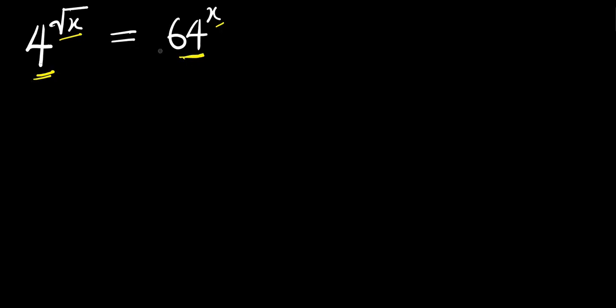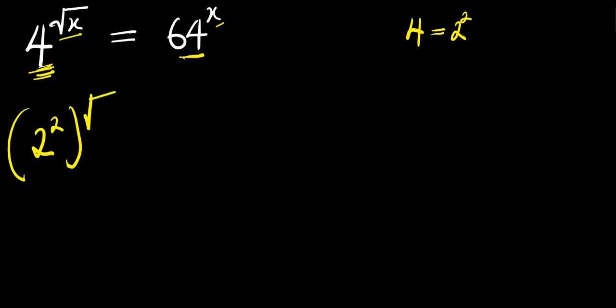So to achieve that, remember 4 is a perfect square, which is 2 to the power of 2. That means we are going to replace this 4 here with 2 to the power of 2 raised to the power of this square root of x. And this equals 64 here.